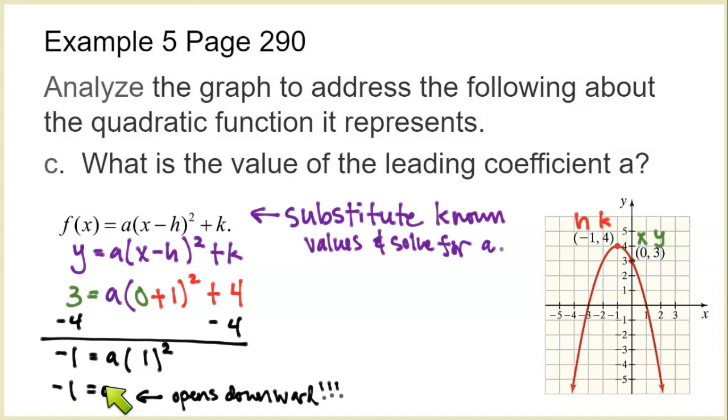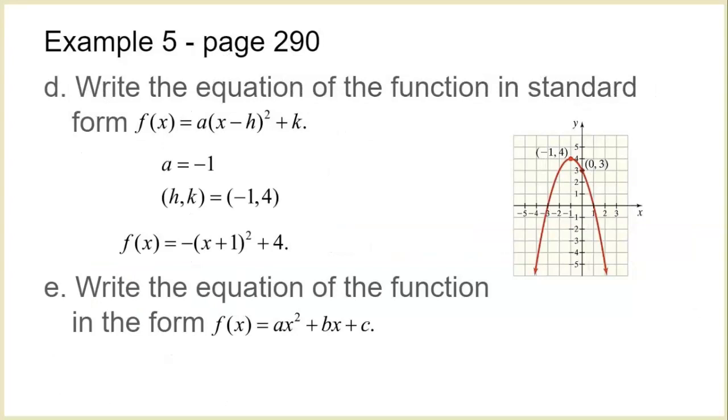And then I can take this information and write the vertex form, because now that I know a and I know the vertex, I should be able to write the equation. And so that's what this represents. Here's my vertex form. I know the value of a. I know the value of the vertex. I just plug that information in, and this is the equation in vertex form. And I can go from that equation and write the equation in standard form.